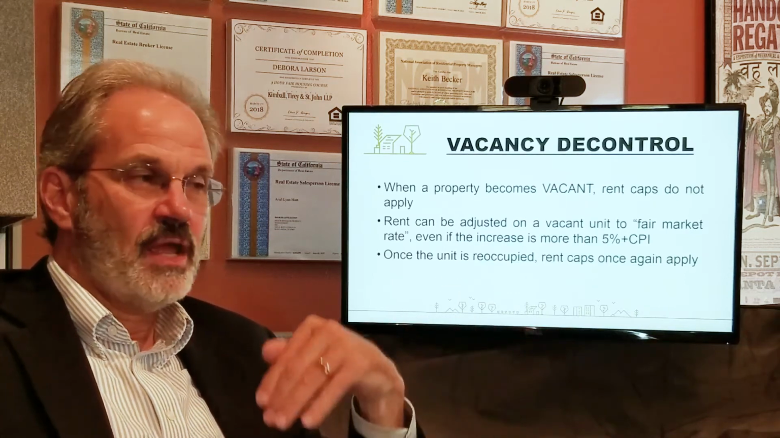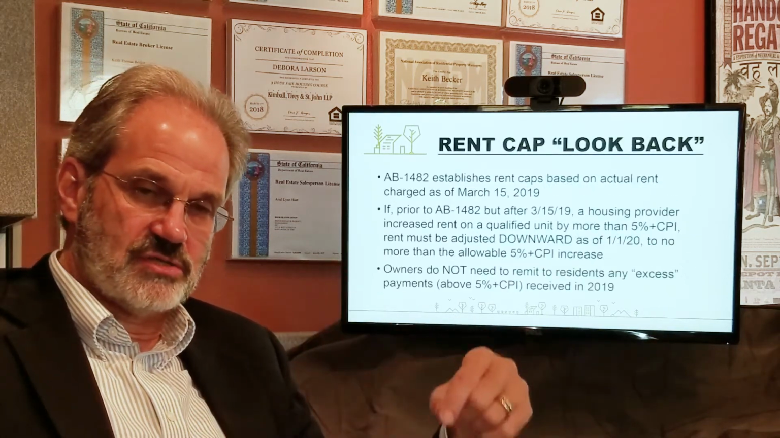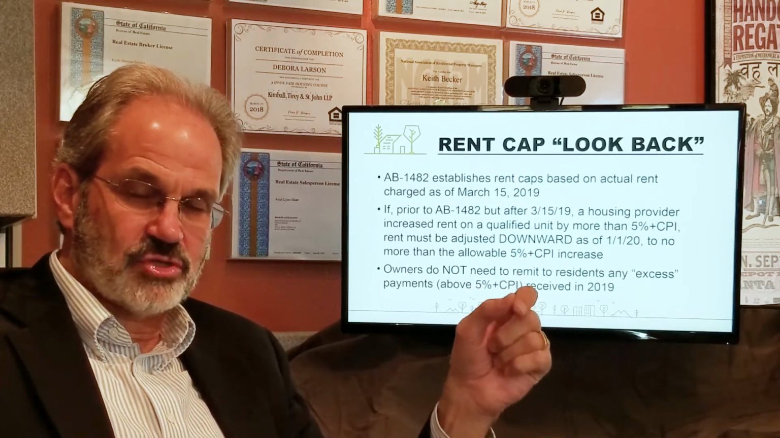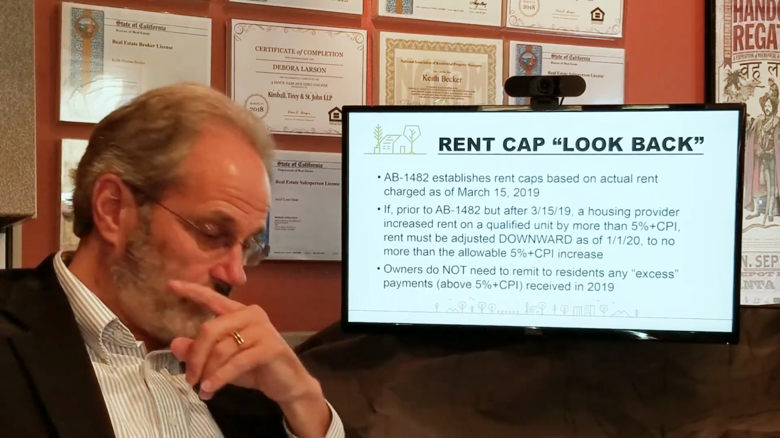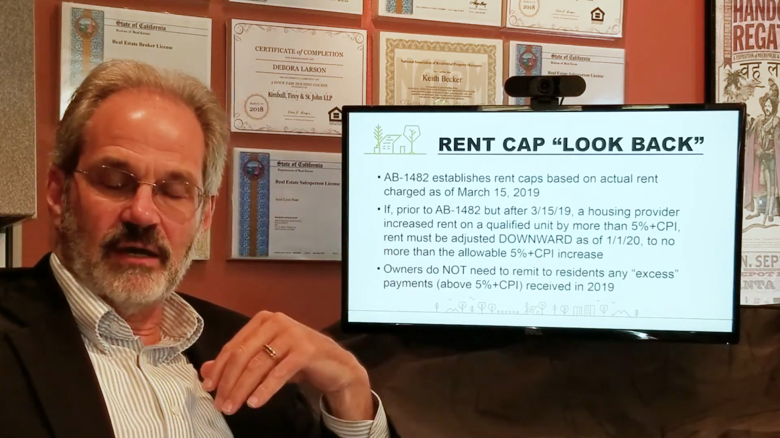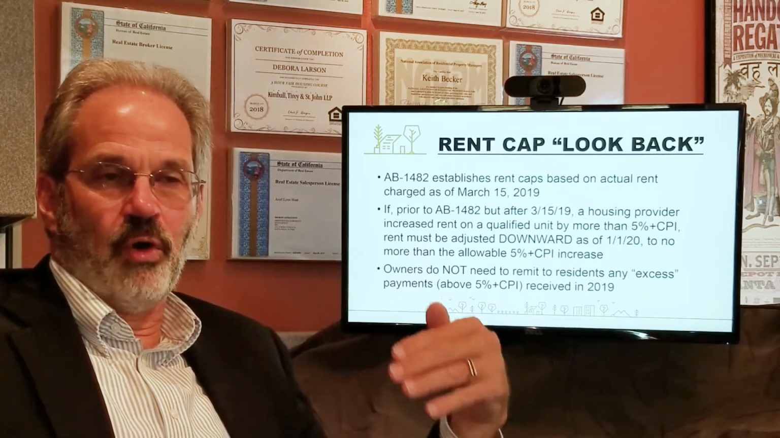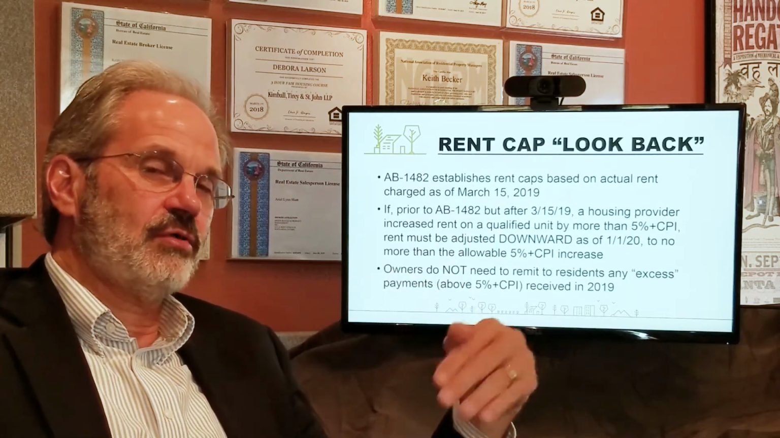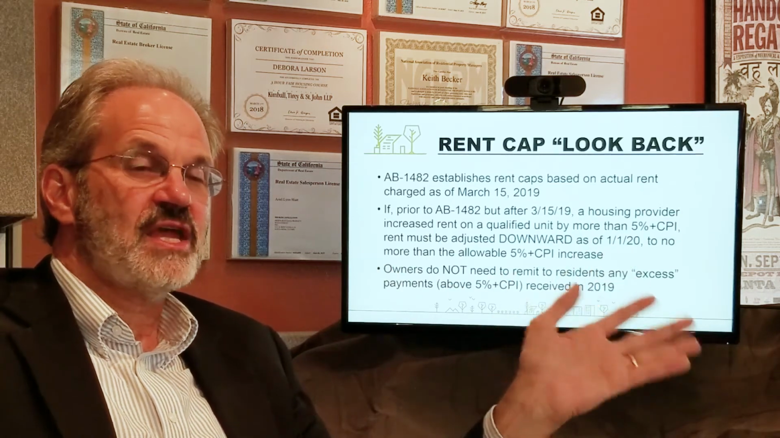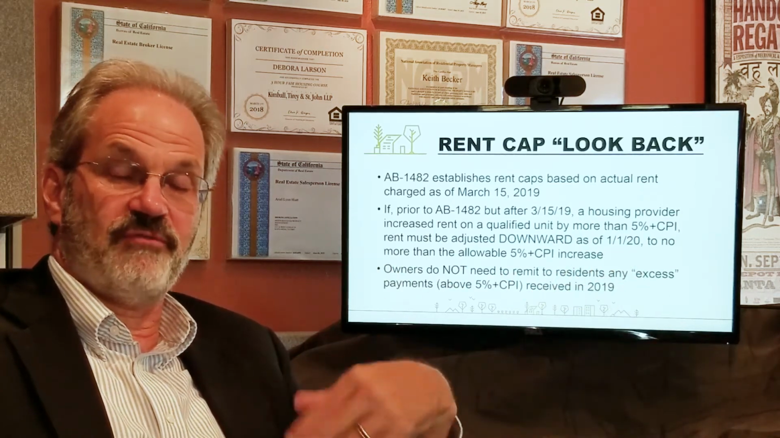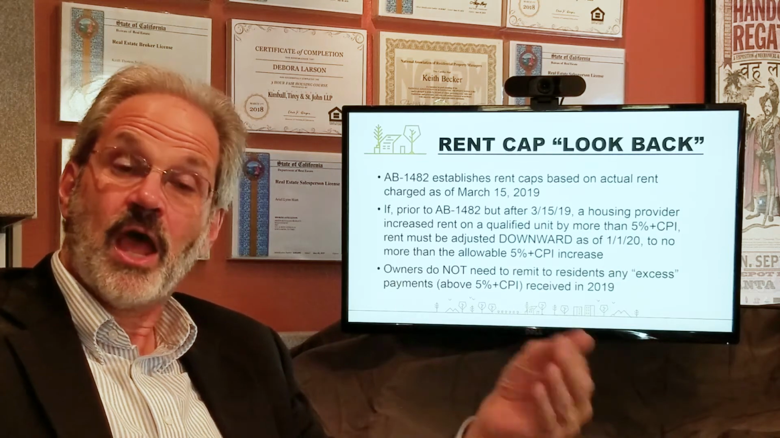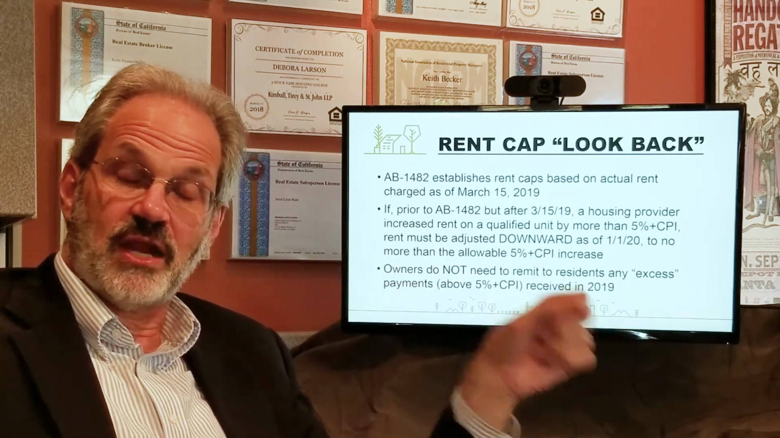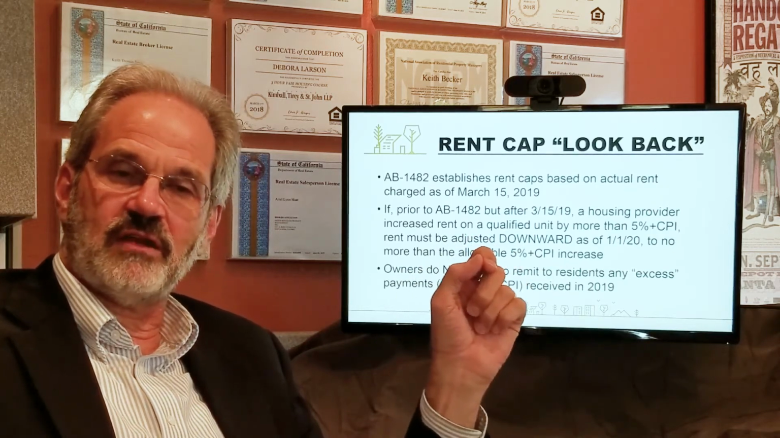There's a unique situation associated with how AB 1482 is written to establish what is effectively a look back. The writers of this law did not want evil landlords to increase the rent more than the allowable amount in the latter part of 2019 before this law goes into effect as of 2020. So they said the benchmark is March 15th of the year 2019. What was the rent as of March 15th, 2019?